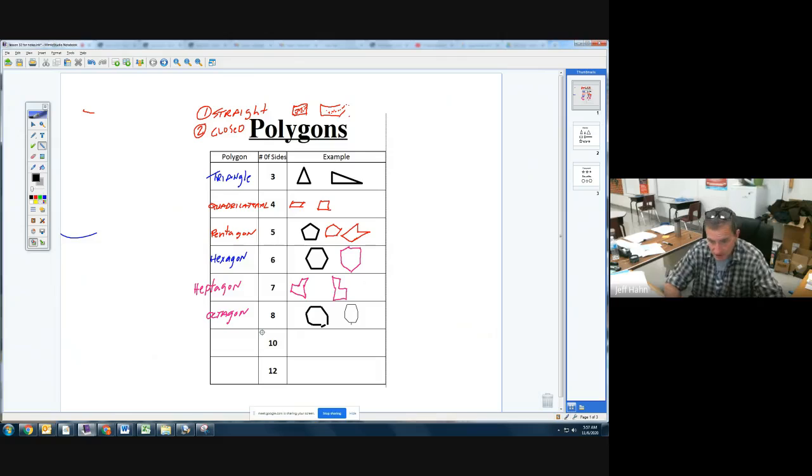A 10-sided shape. This one you probably have not heard of before, or maybe you have. It's called a decagon, and I think we've talked about deca before, like decade and all that sort of stuff. Decagon looks, let's see. That's right. Decagon here. Deca.